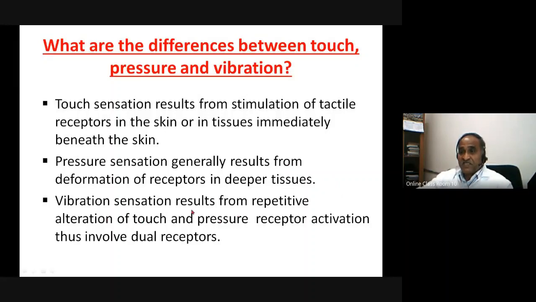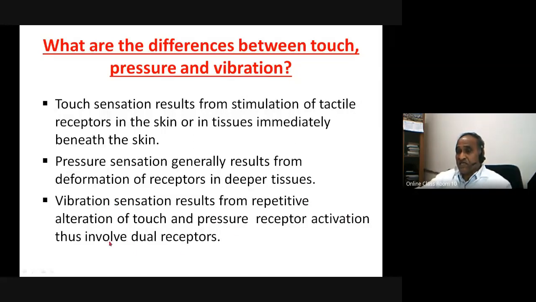The vibration sensation is a dual sensation of touch and pressure, alternating. The touch receptors are activated once, then followed by pressure receptors, and so on. This alternation of touch and pressure gives the sensation of vibration.